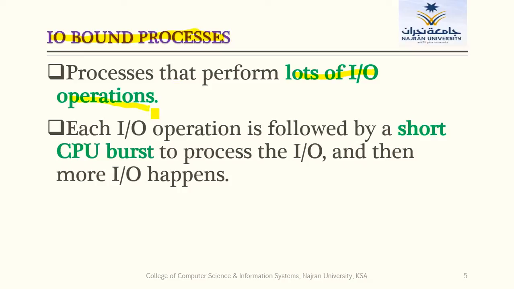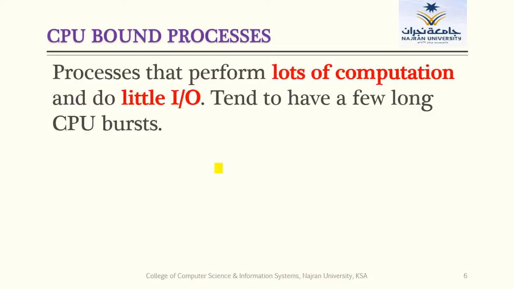Those have input output operations more than the computation. So these types of processes are called IO bound processes. Each IO operation is followed by a short CPU burst to process the IO, and then more IO happens. That is, we have input output operations more than computation, calculation operations. In the opposite case, CPU bound processes perform a lot of computation and do little IO.